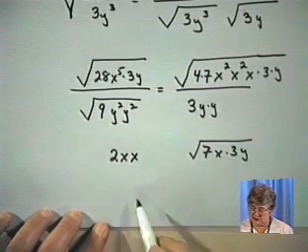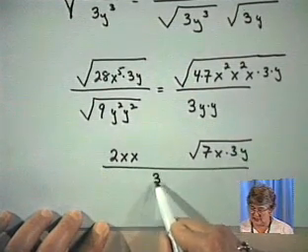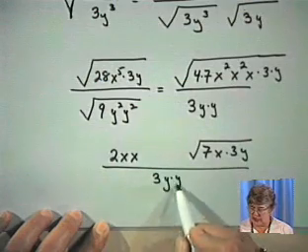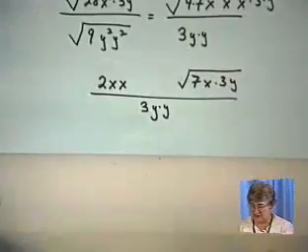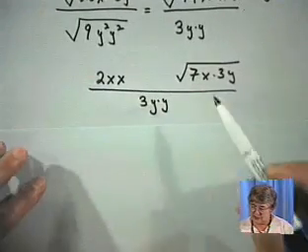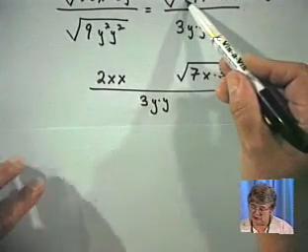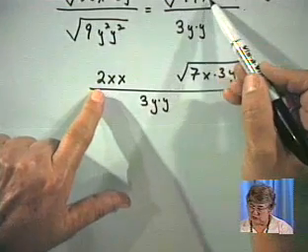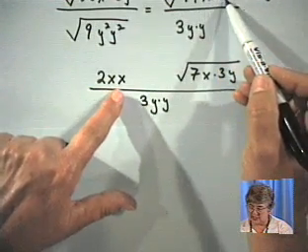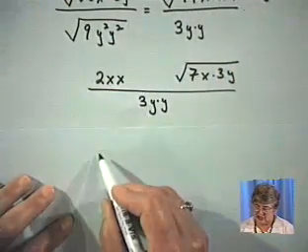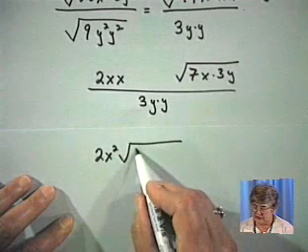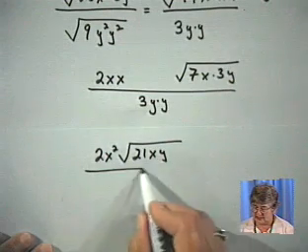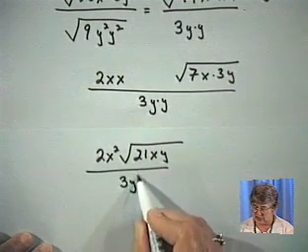Okay, that's the numerator. The denominator is 3 times y times y. Let's make sure that we removed everything we could. We removed the 4, which became a 2. The x squared factors became an x outside. So outside we've got 2x squared. Inside the radical we've got 7 times 3. And this is divided by 3y squared.